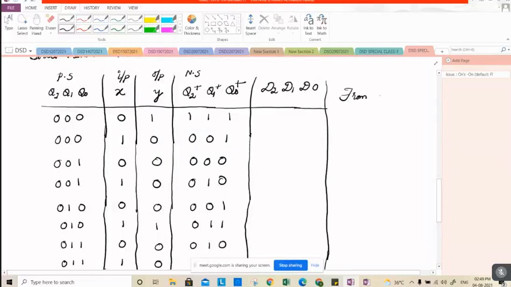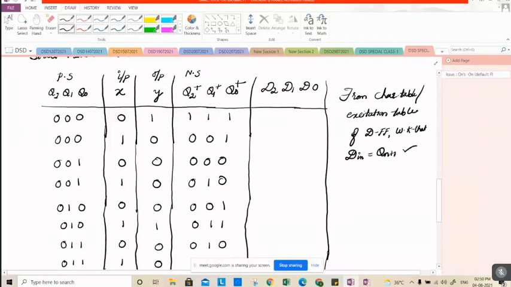From the characteristic table or excitation table of a D flip-flop, we know that Dn is equal to Qn plus 1. Dn is equal to Qn plus 1.